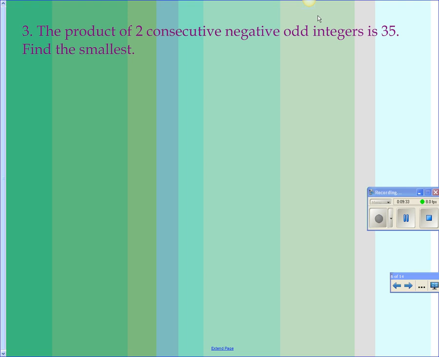Number 3, the product of 2 consecutive negative odd integers is 35. Find the smallest. Brandon, what should I circle? What else? Odd. 2 consecutive odd. Riley K., what do I write for that?